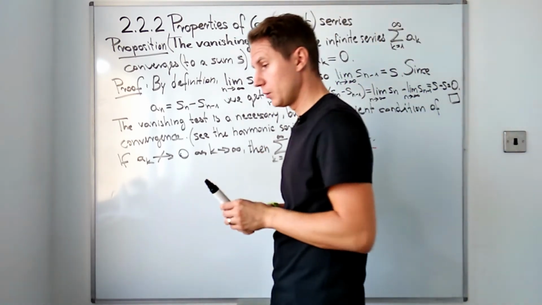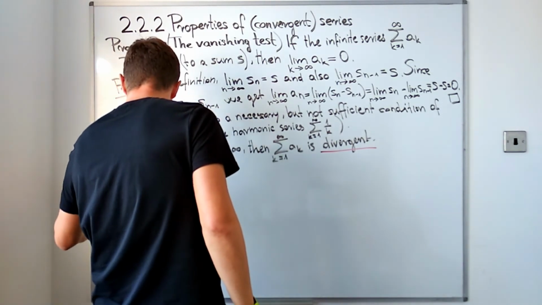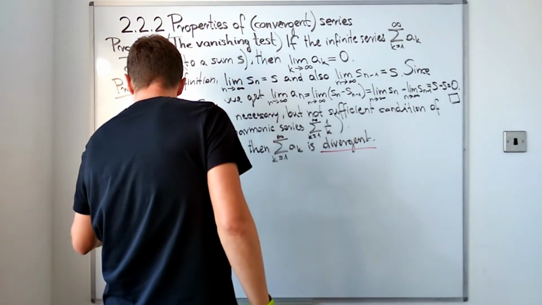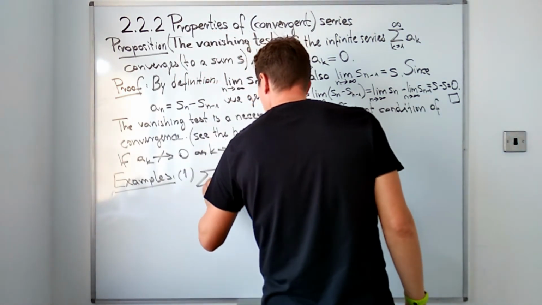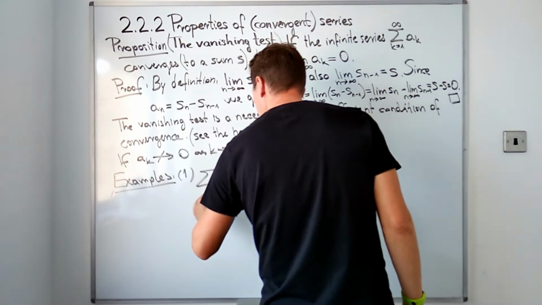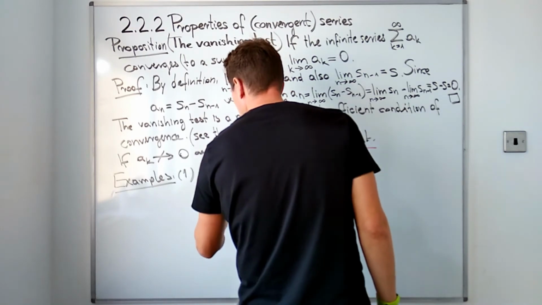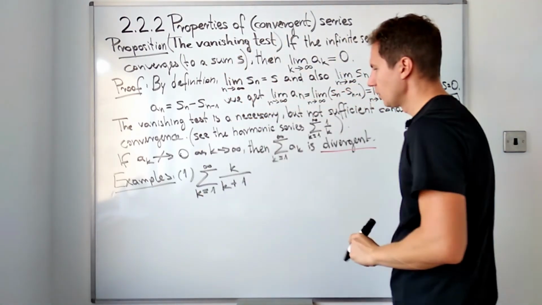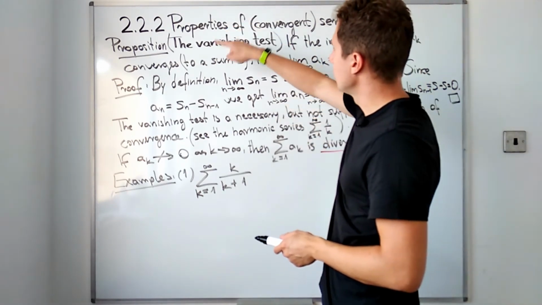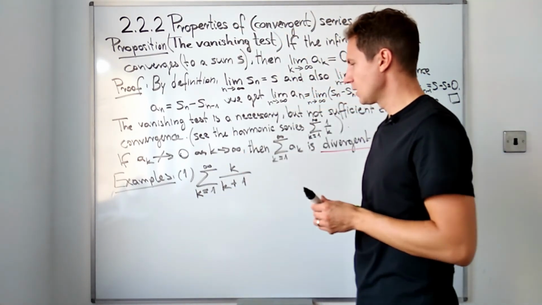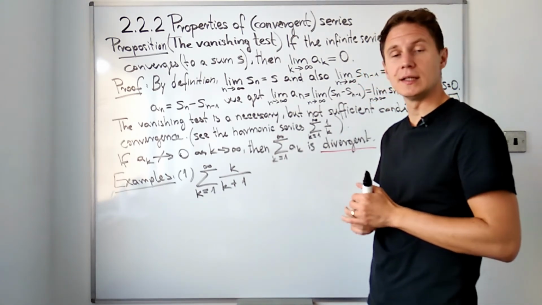So let me give you 2 examples, just to test your understanding. The first example I want you to consider is the infinite series that you get by adding up the numbers k divided by k plus 1, with k going from 0 to infinity. Well, we can take it from 1 to infinity. What do you think about this series? Pause the video, apply the vanishing test to this infinite series, and decide whether it's a convergent or a divergent series.